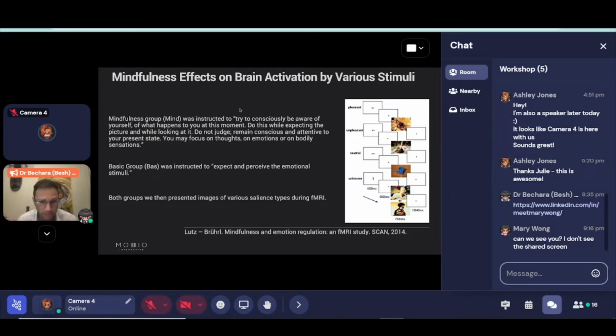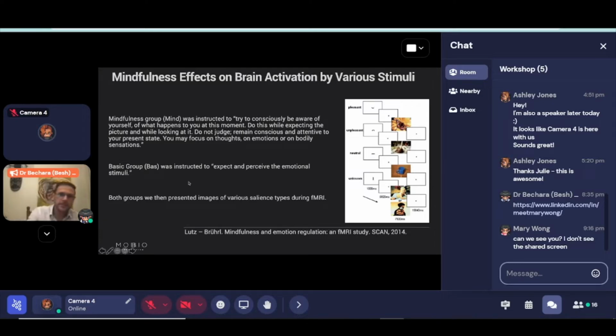Now remember, these are not people that are meditating all the time, and in fact, they measured how mindful the groups of people are, and ensured that they were balanced according to that. And when they recruited the people for the study, they didn't tell them that there was going to be any experiments examining the impact of mindfulness. So these people are very blind to what's being done here. And then the other group, what they call the basic group, was just given the instructions: expect and perceive the emotional stimuli. That's all they got.